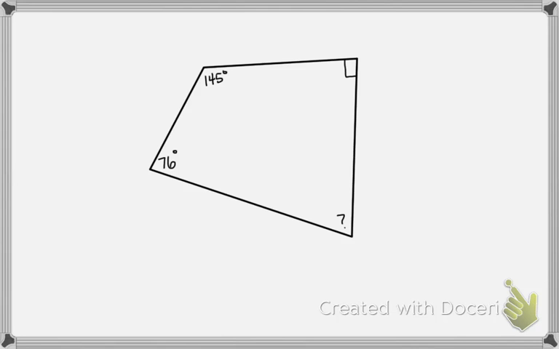360, right? So you can do this a couple of different ways. You can add up the three angles that you know and then subtract it from 360, or you can just take 360 and subtract off each angle at a time. Doesn't really matter. So I would take 360 minus 145 minus 90, because that's what that little square means, and then minus 76. That will find my last angle. Can anyone calculate that for me?